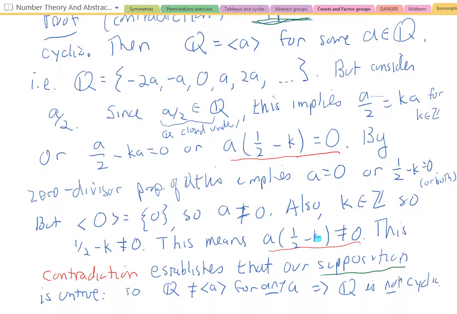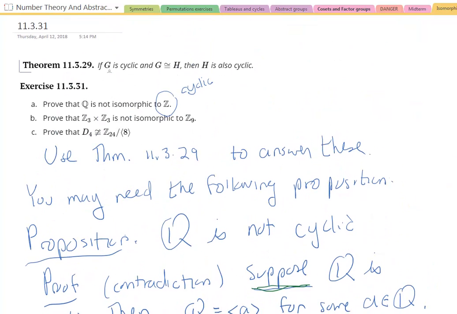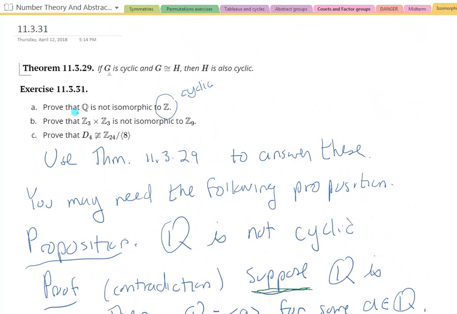All right, so that's showing that Q is not cyclic, and you can use that fact to establish part A of 11.331. The other two are pretty straightforward. Just remember, you use theorem 11.329.